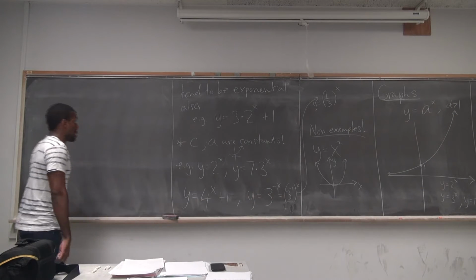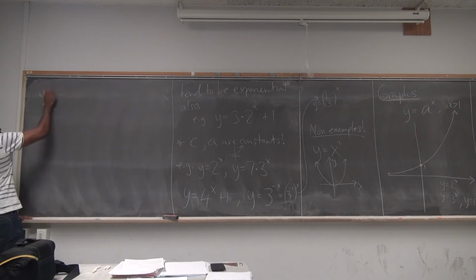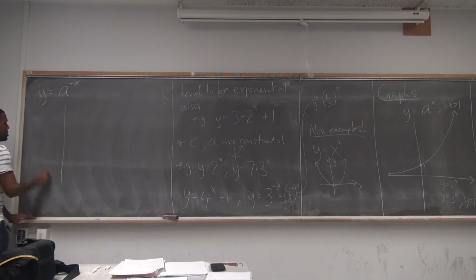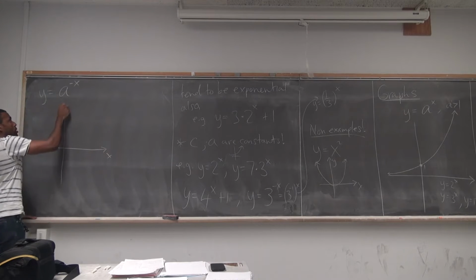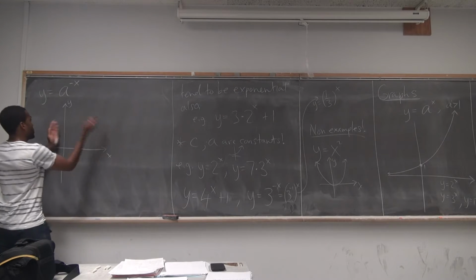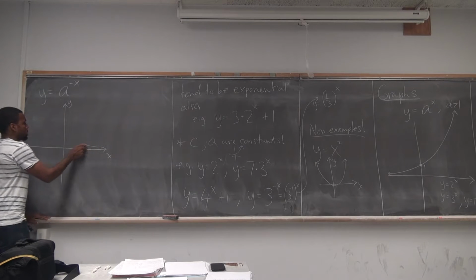And of course, we can do transformations. Like I can talk about y equals a to the minus x. And what would that look like? A to the minus x. If I replace x with negative x, what happens to the graph? Reflect where? Over the y-axis. So I'm going to reflect it like this, and it would look like that.